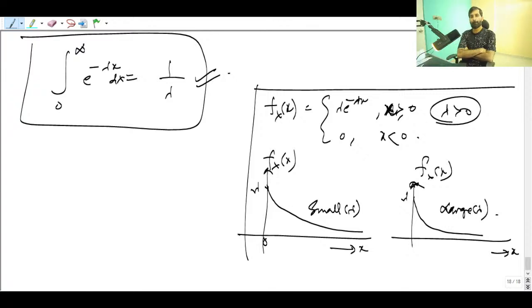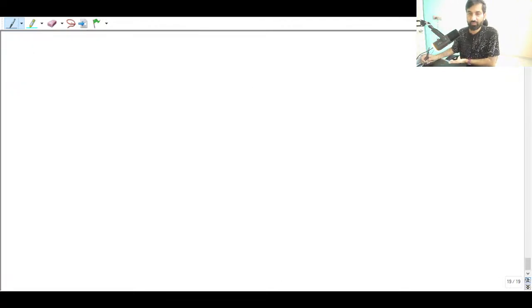Fine. Not expectation, the graph. Let me compute the expectation as well, but before that, there is an important result you have to remember.